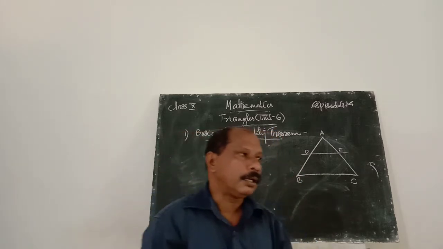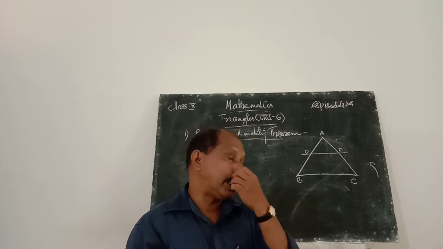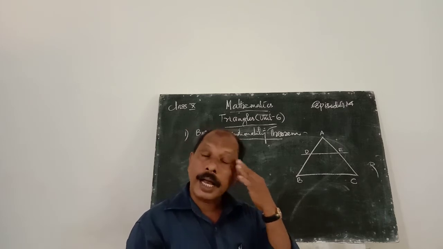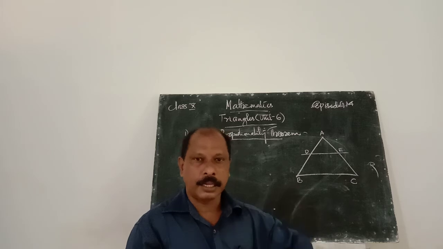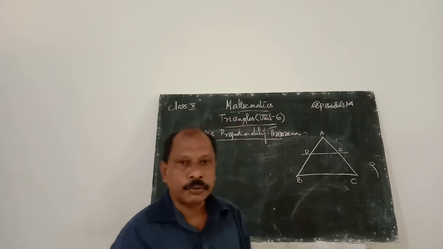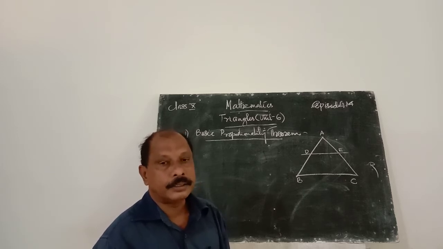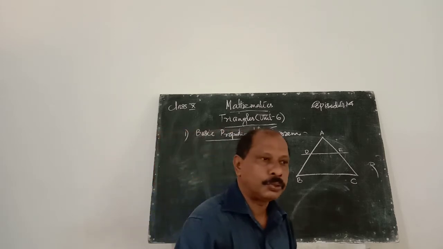That means a line segment is drawn between two sides of that triangle. That line segment is parallel to the third side. Therefore, that line segment divides the triangle's sides with a constant ratio.